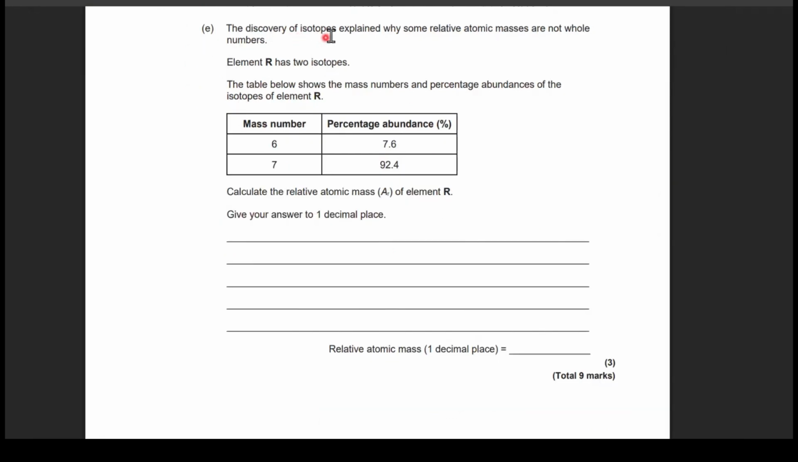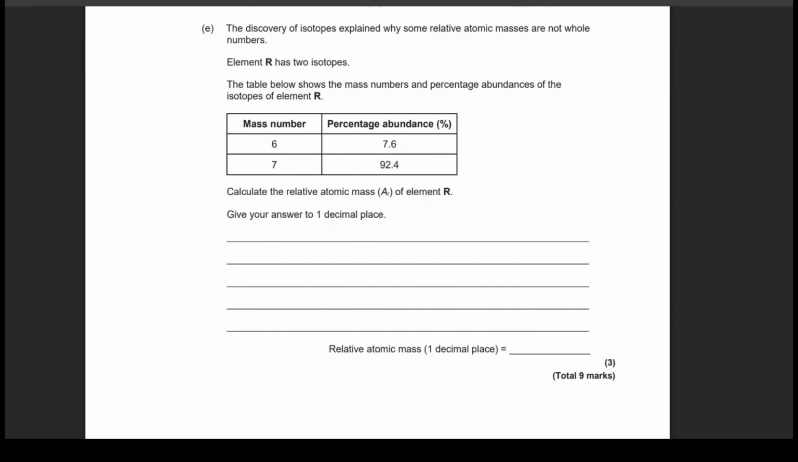Right, E, the discovery of isotopes explained why some relative atomic masses are not whole numbers. Element R has 2 isotopes. The table below shows the mass numbers and percentage abundances of the isotopes of element R. The mass number of the first isotope of R is 6, and the mass number of the second isotope of R is 7. The percentage abundance of mass number 6 is 7.6%, and the percentage abundance of mass number 7 is 92.4%. Calculate the relative atomic mass of element R. Give your answer to 1 decimal place. Bust out your calculator, piece of paper, pen. Have a go.